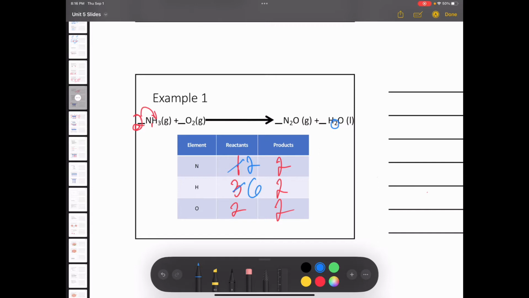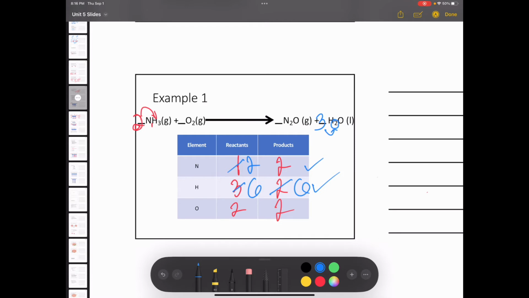So the number that I can use to multiply the 2 with, so I can have a 6, is 3. Okay, so now 3 times 2, that's a 6. So now the nitrogen has been balanced, and the hydrogen has also been balanced.